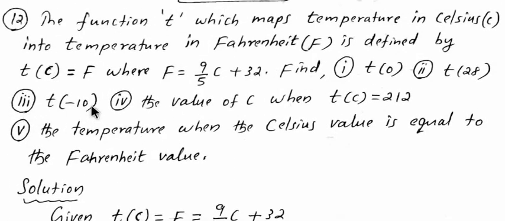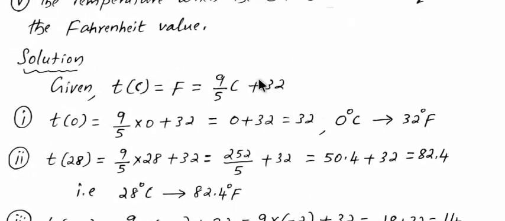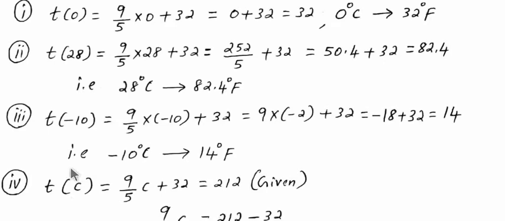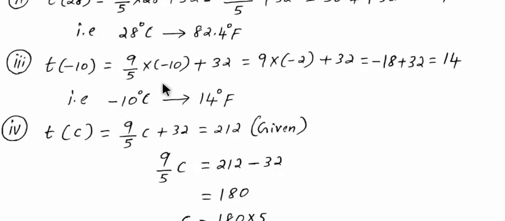Then the third one. T of minus 10. Here we substitute C is equal to minus 10. 9 by 5 into minus 10 plus 32. Simplify: 5 and 10 can be cancelled, and we get 2. 9 into minus 2 plus 32. 9 into minus 2 is minus 18, plus 32 is equal to 14. It means minus 10 degree Celsius is equal to 14 degree Fahrenheit. Now the third one is over.